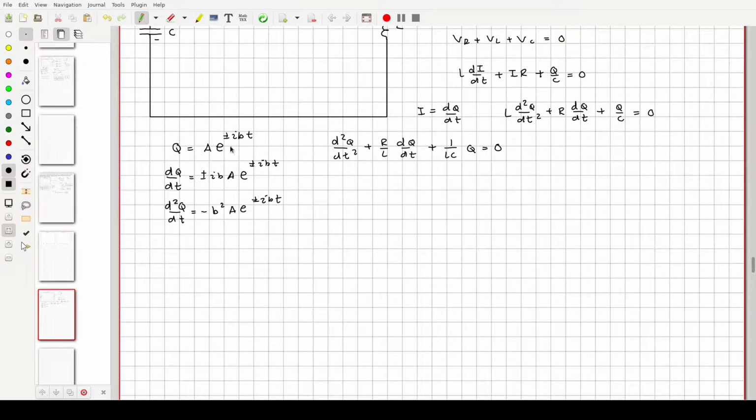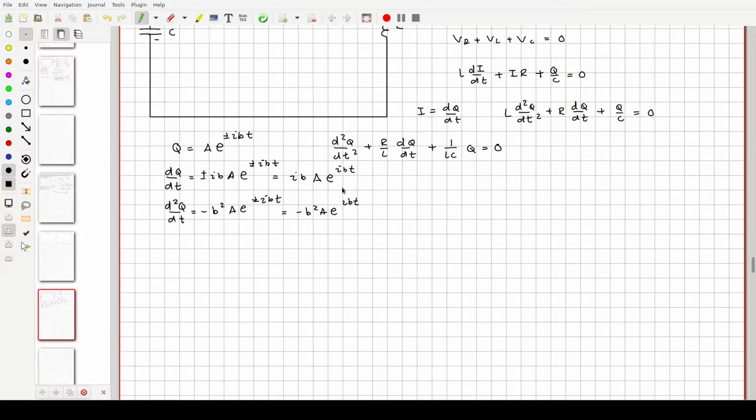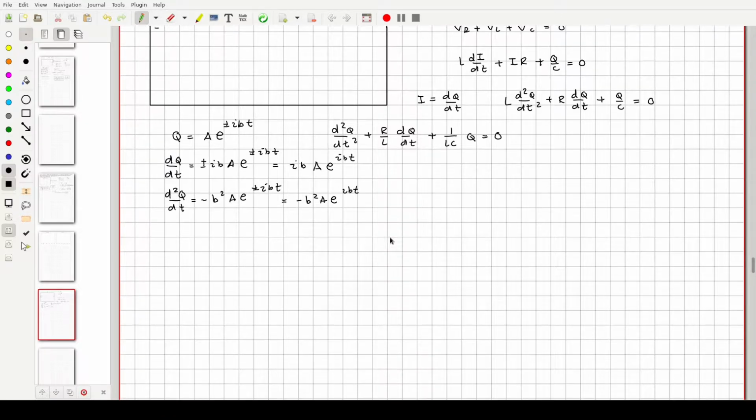Like that. Now, I'm going to pick a sign here. The general solution is to leave this as plus or minus. But just to make my life easy, I'll choose the plus. So, what that does is to make this look like I times b A e to the IBt. This will be minus b squared A e to the IBt. Now, you can choose these because we're not looking for a general solution, we're looking for a specific solution. Okay. And if things don't work out, b will adjust itself.